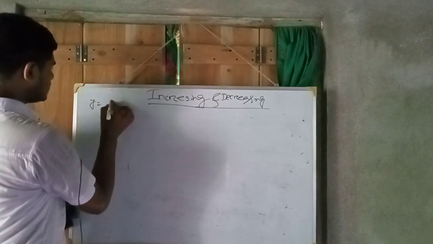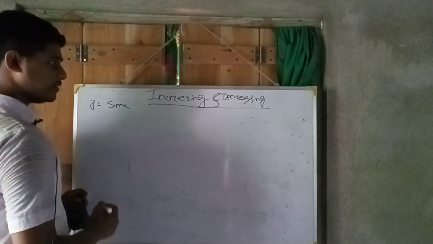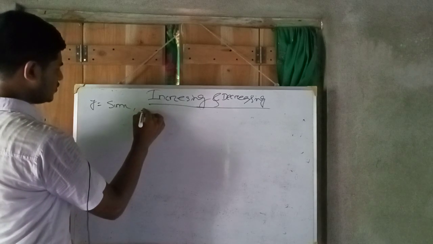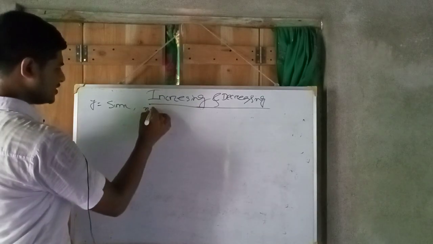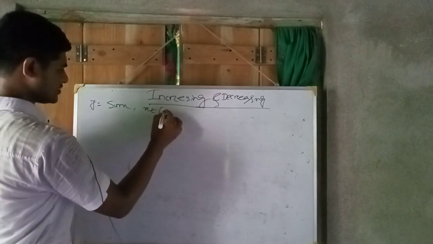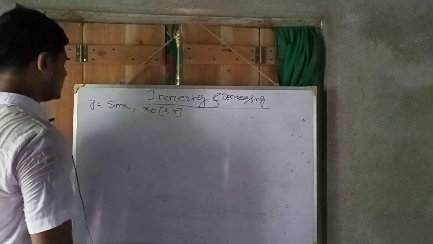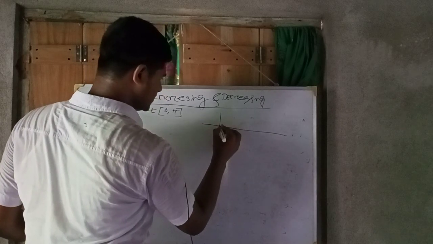Suppose y equals sin x. Sin x is very familiar to us. Suppose we want to check the increasingness and decreasingness on an interval. For simplicity, we take 0 to pi. Okay, the graph is very easy. Let's see.